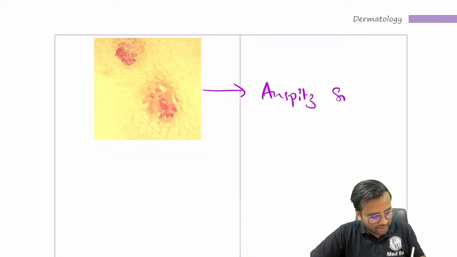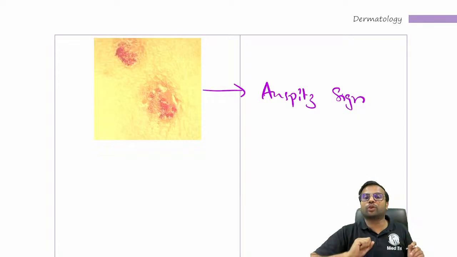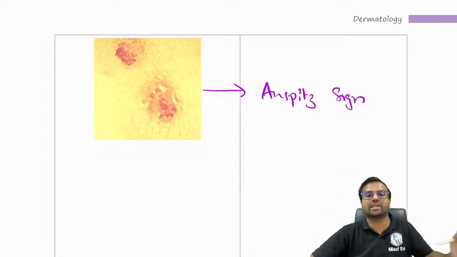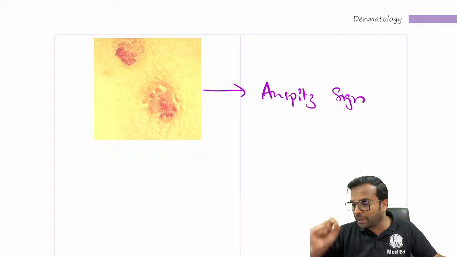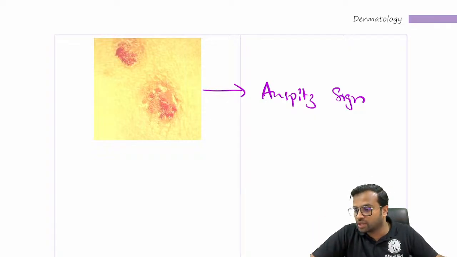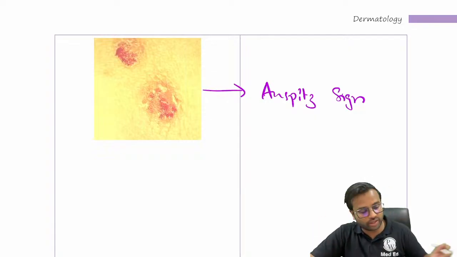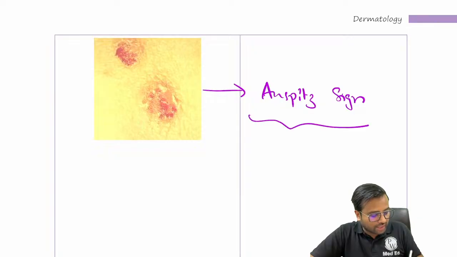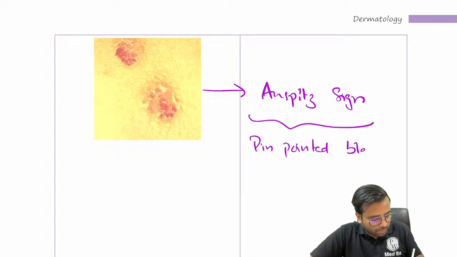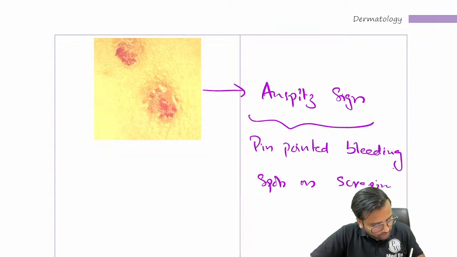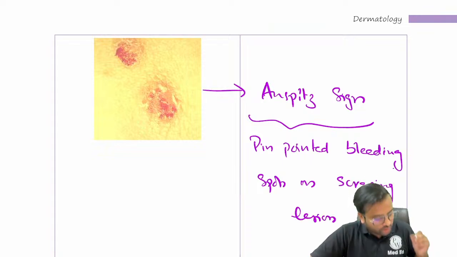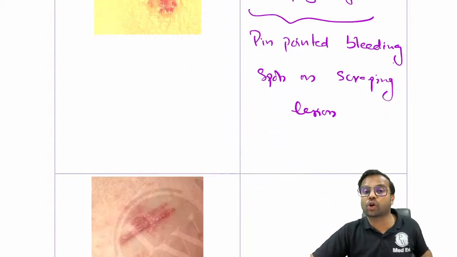Auspitz sign, isn't it? Auspitz sign. Because whenever we scrape the lesions in a psoriatic patient, we see pinpointed bleeding spots. So Sagufta, Mondal, Harsh, all of you are answering it right. So these are pinpointed bleeding spots on scraping the lesion. On scraping the lesion, that is called Auspitz sign.